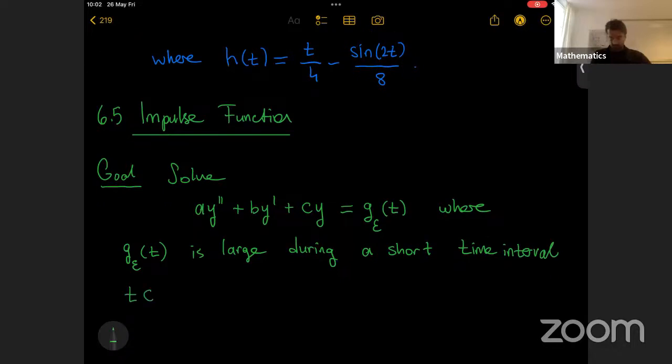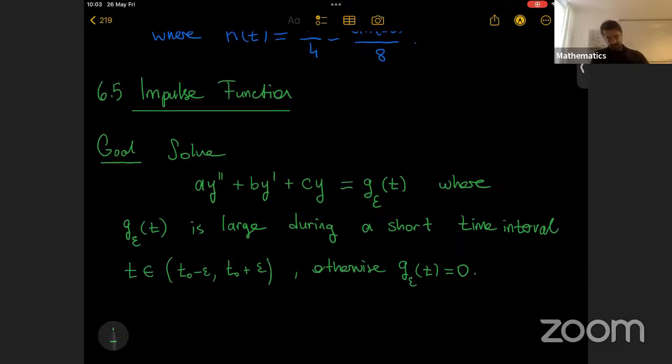Interval T between T0 minus epsilon and T0 plus epsilon, and otherwise G sub epsilon T is 0, okay? So basically in a short time interval, G will be very large, the right-hand side of the equation will be very large, and outside of this short time interval, the function will be 0, okay?